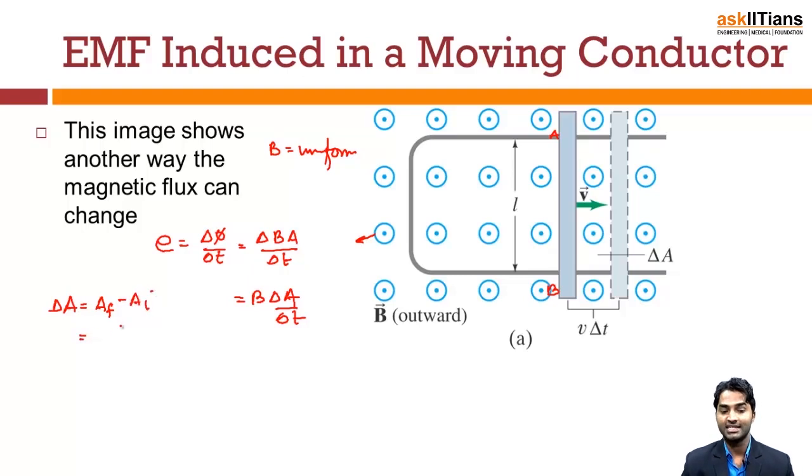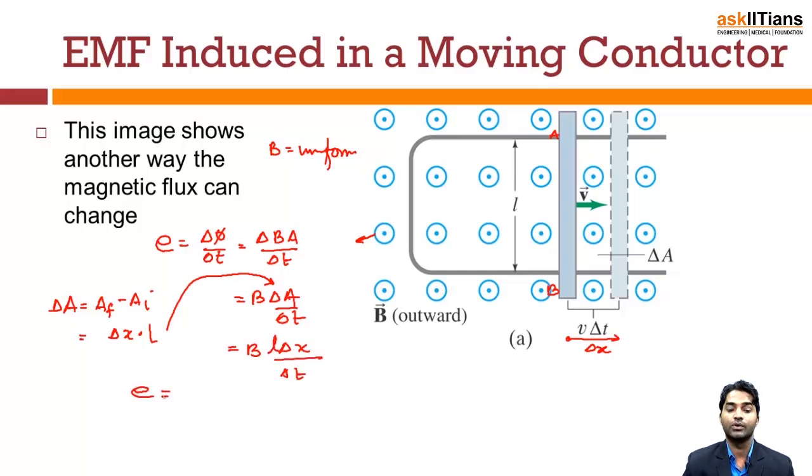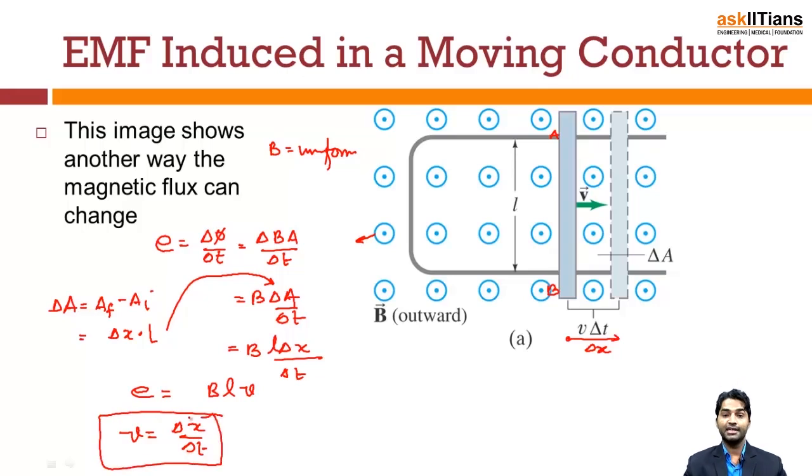So initially we can say this is equal to V into delta T, which means this is the change in length. We can consider this part as delta X, because it is along the X axis, multiplied by the length. So this is the change in area. When we substitute this in place of delta T, we get V into delta X into L upon delta T. So we get EMF is equal to BLV, because velocity or speed is equal to change in length upon time. This way we get motional EMF.